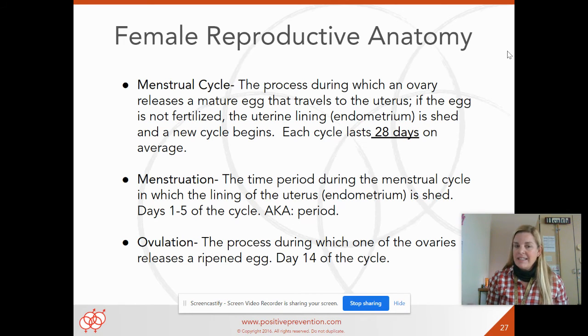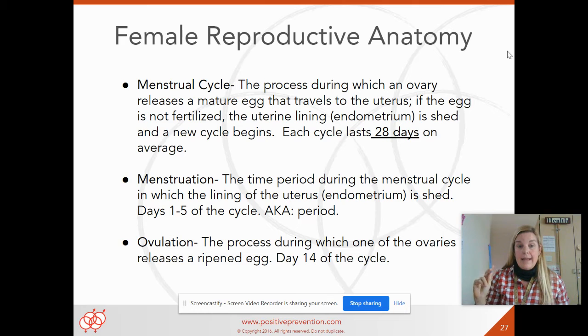So how long does this time last? Approximately 5 days. Again, just like everything, some females tend to have a shorter period. Some females tend to have a menstrual period that lasts a little bit longer. So we're going to say about 5 days is average. So day 1 of that 28-day cycle starts when a female starts menstruating, and that'll last about 5 days.